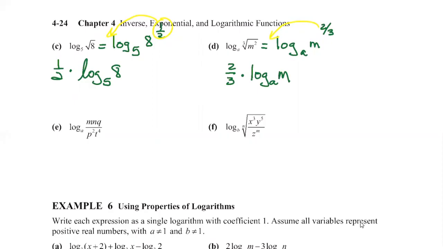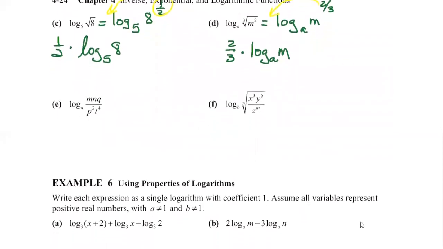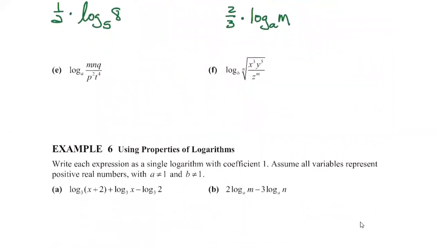Okay, then that brings us to these last two. And I know I'm not going to have enough room for these problems. All right, let me see if I can do it neatly. Let me think about this one, E. I've got all of these multiplication in the numerator, and I've got a division that I'm going to think about as subtraction. So let me first write this as log base A of m times n times q minus, let me think about the division first, log base A of p squared t to the fourth, okay?